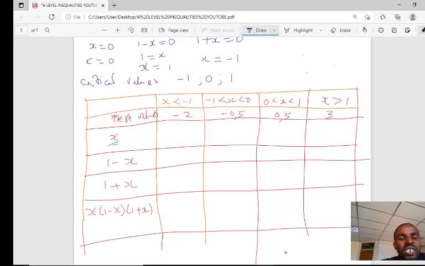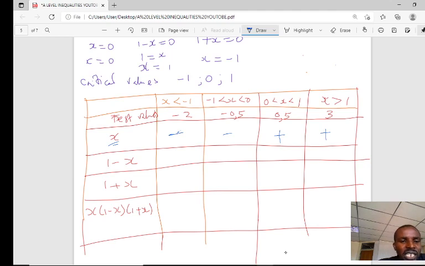Right, so on the first one, if you put -2 where there's x, what do you get? It will just be -2. So the answer will be negative. Then you put -0.5, it will be a negative answer. You put 0.5, it will be positive. You put 3, it will again be positive.